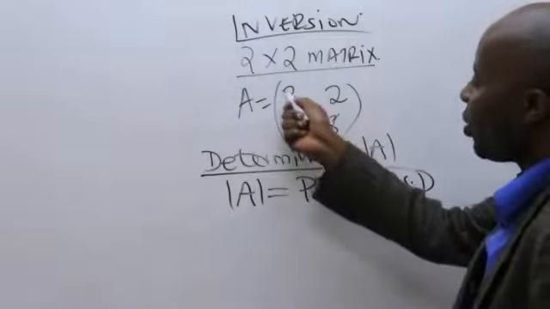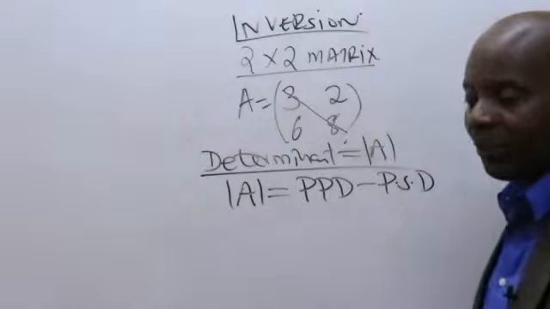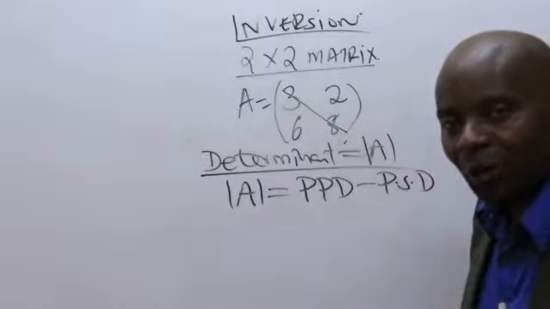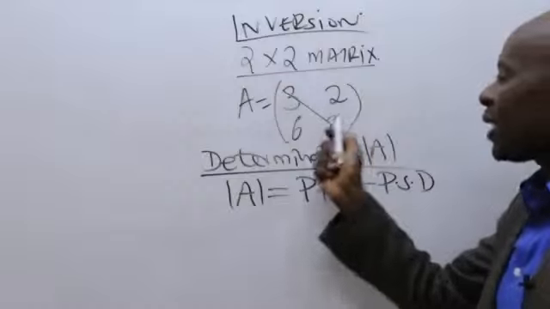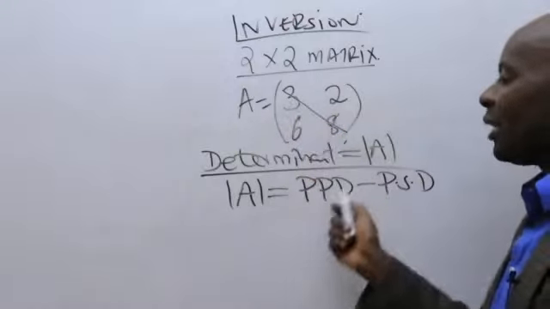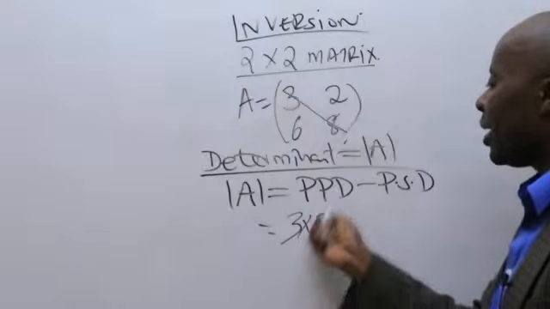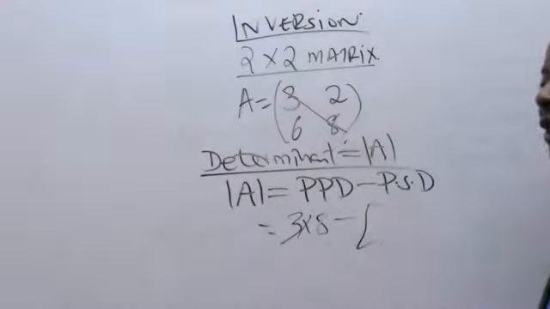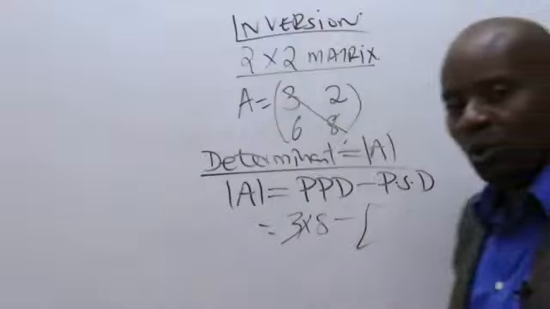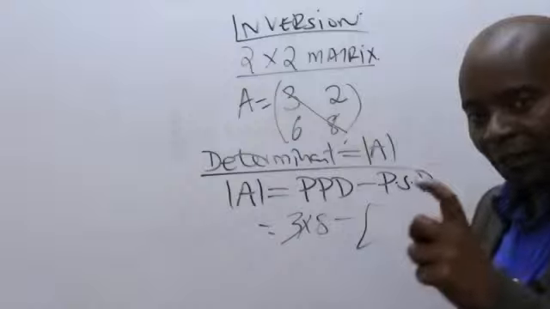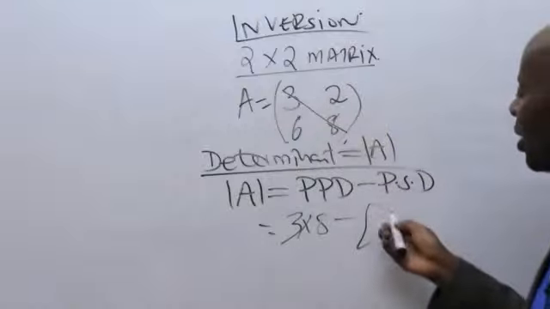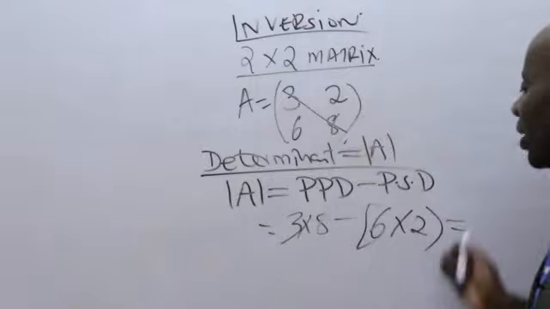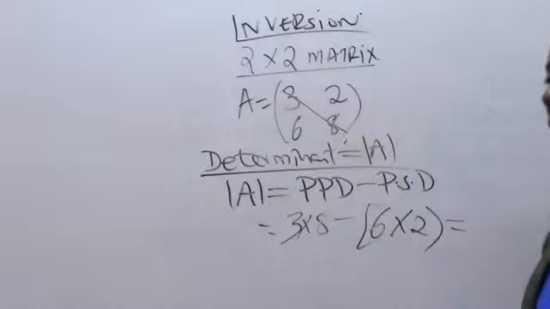This square matrix has got the primary diagonal, which is the diagonal that starts from the first element of the entire matrix, which is 3 times 8. Therefore, this will be 3 times 8 minus the product of the secondary diagonal. You must always put the secondary diagonal elements in brackets. So for the product of the secondary diagonal, we have 6 times 2. Could you kindly give me this answer?